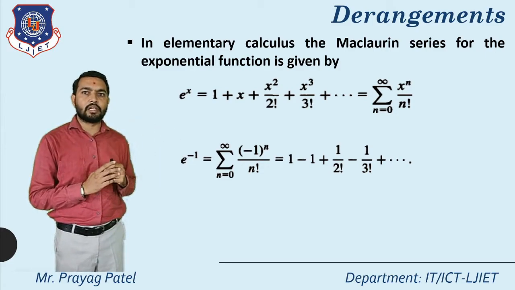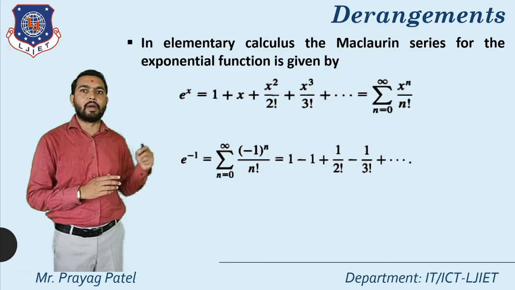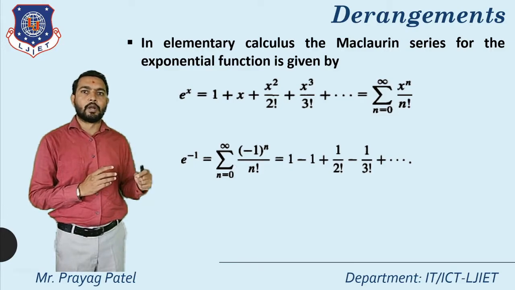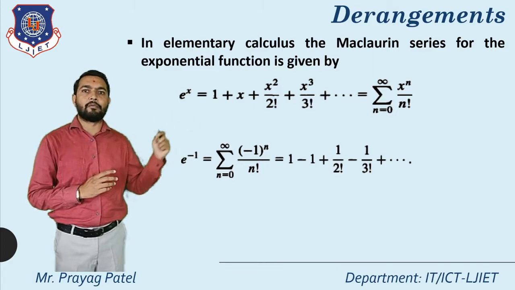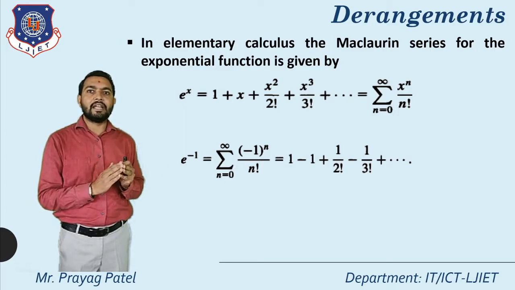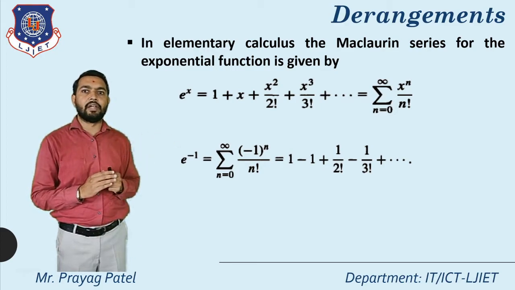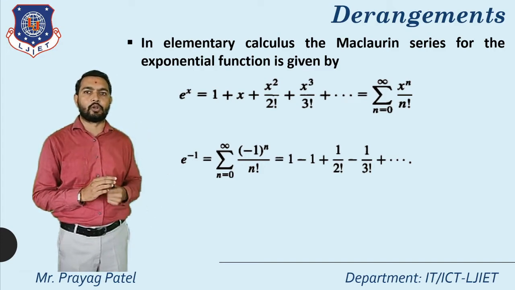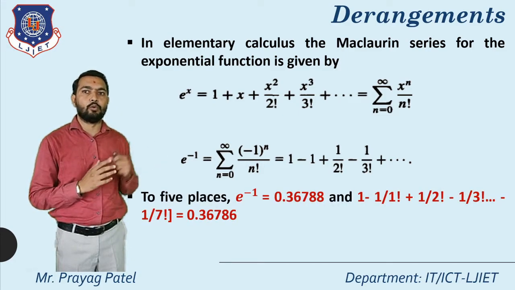So e raised to -1 is equal to sigma n equal to 0 to infinity of -1 raised to n divided by n factorial. Our sequence is 1 minus 1 plus 1 by 2 factorial minus 1 by 3 factorial plus 1 by 4 factorial minus 1 by 5 factorial, and so on. Here the sign alternates between plus and minus, and each time we divide 1 by 2 factorial, 3 factorial, 4 factorial, that is, n factorial. So this is the common equation for finding the value.